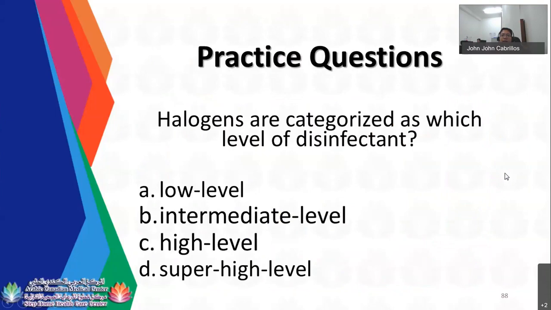So halogens are categorized as which level of disinfectant? Is it low level, intermediate level, high level, or super high level?